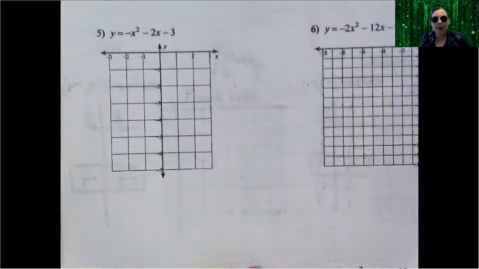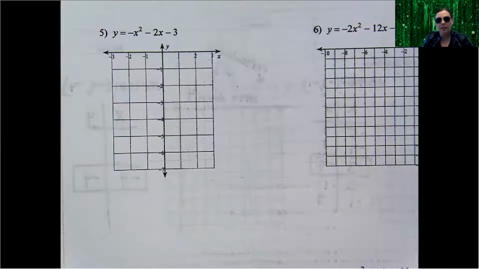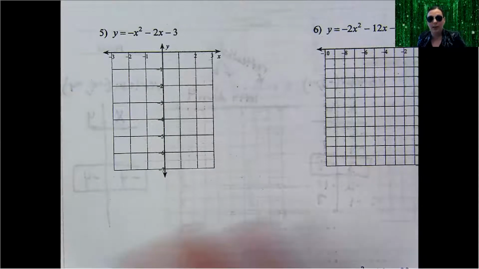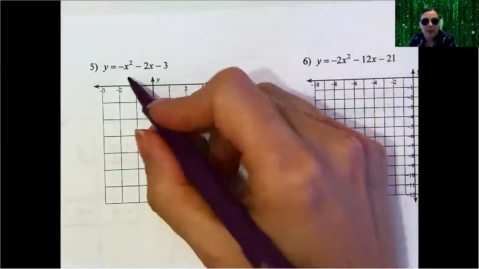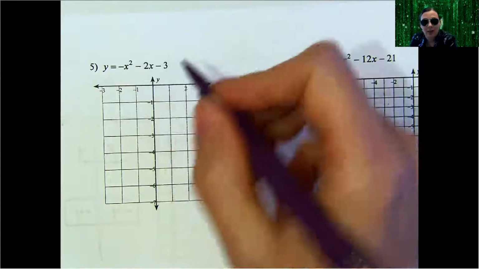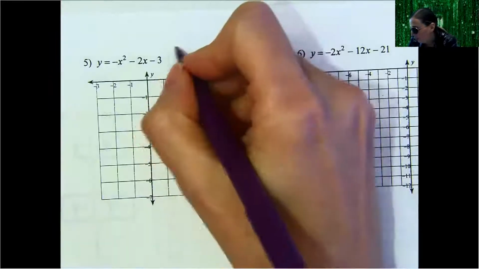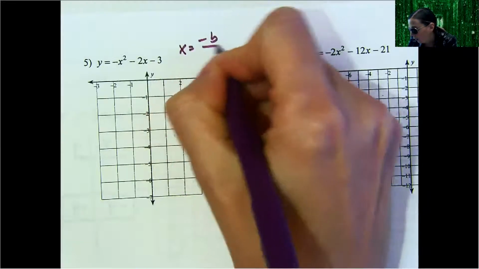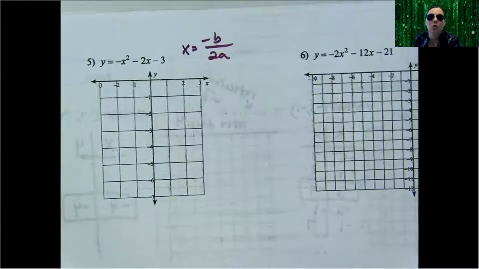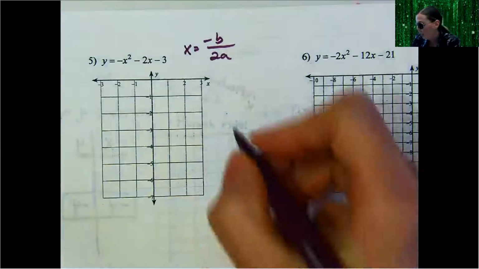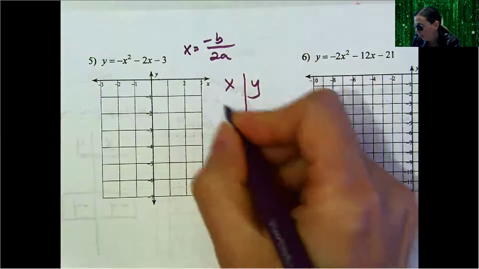Notice on number 5 and on number 6, it's not in vertex form. I can't just look at it and know which way it's going. So on problems like this, where there are no parentheses with the square term on it, we're going to have to find x using this formula right here, -b/2a. All right, that's going to set you up for your chart for graphing.